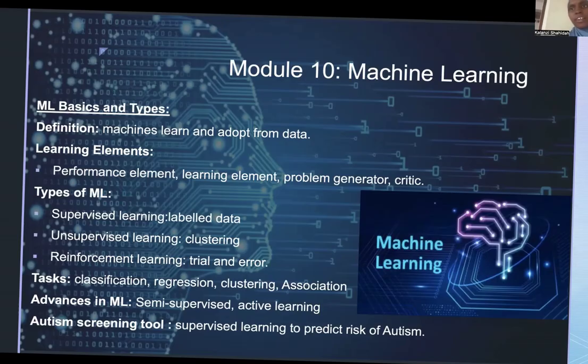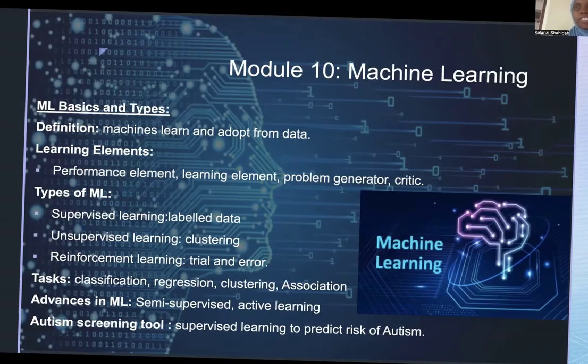Then we have reinforcement learning. It is trial and error. We have rewards. You give the machine certain data, you tell it to classify it, you tell it to work on that data. If it tries and errs, you do not reward it. But if it tries and gets it correct, then you reward it.